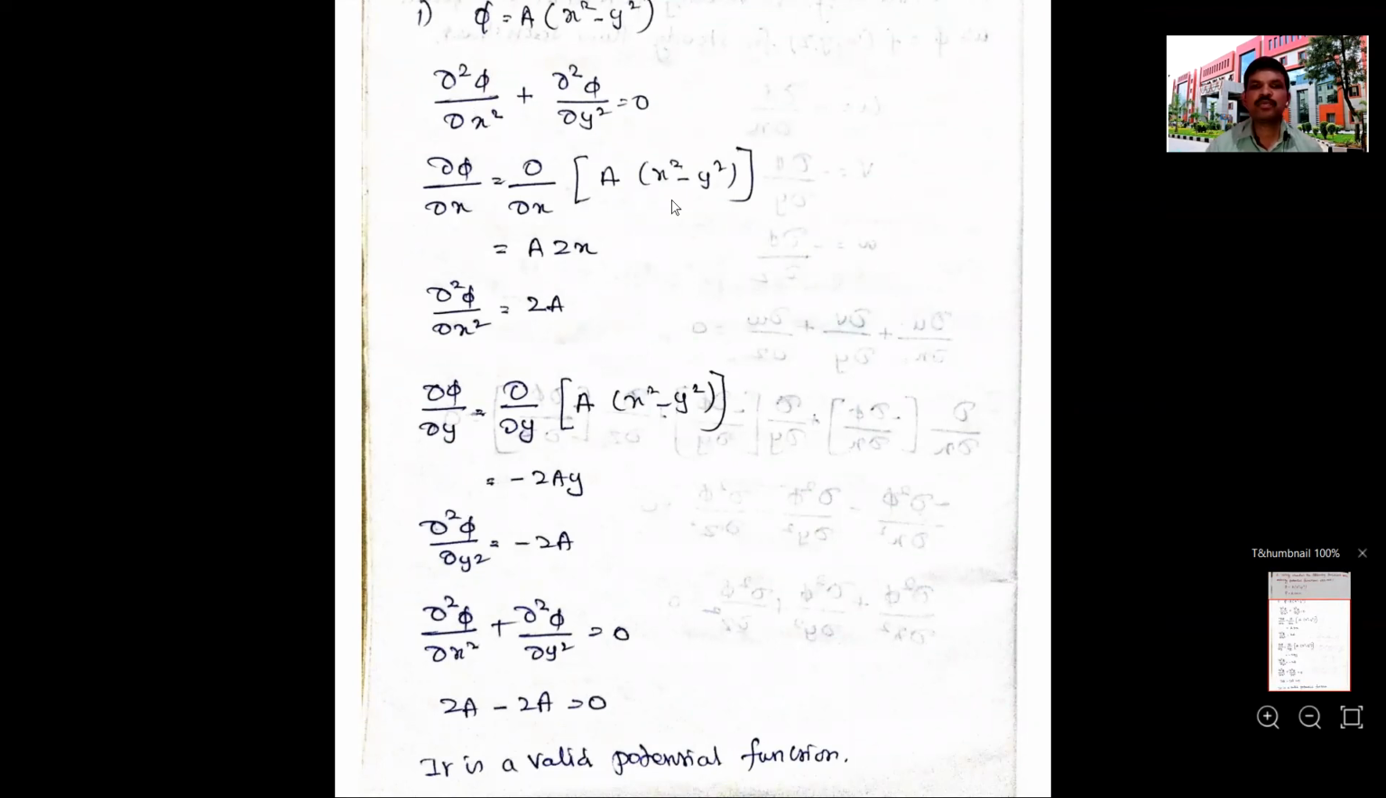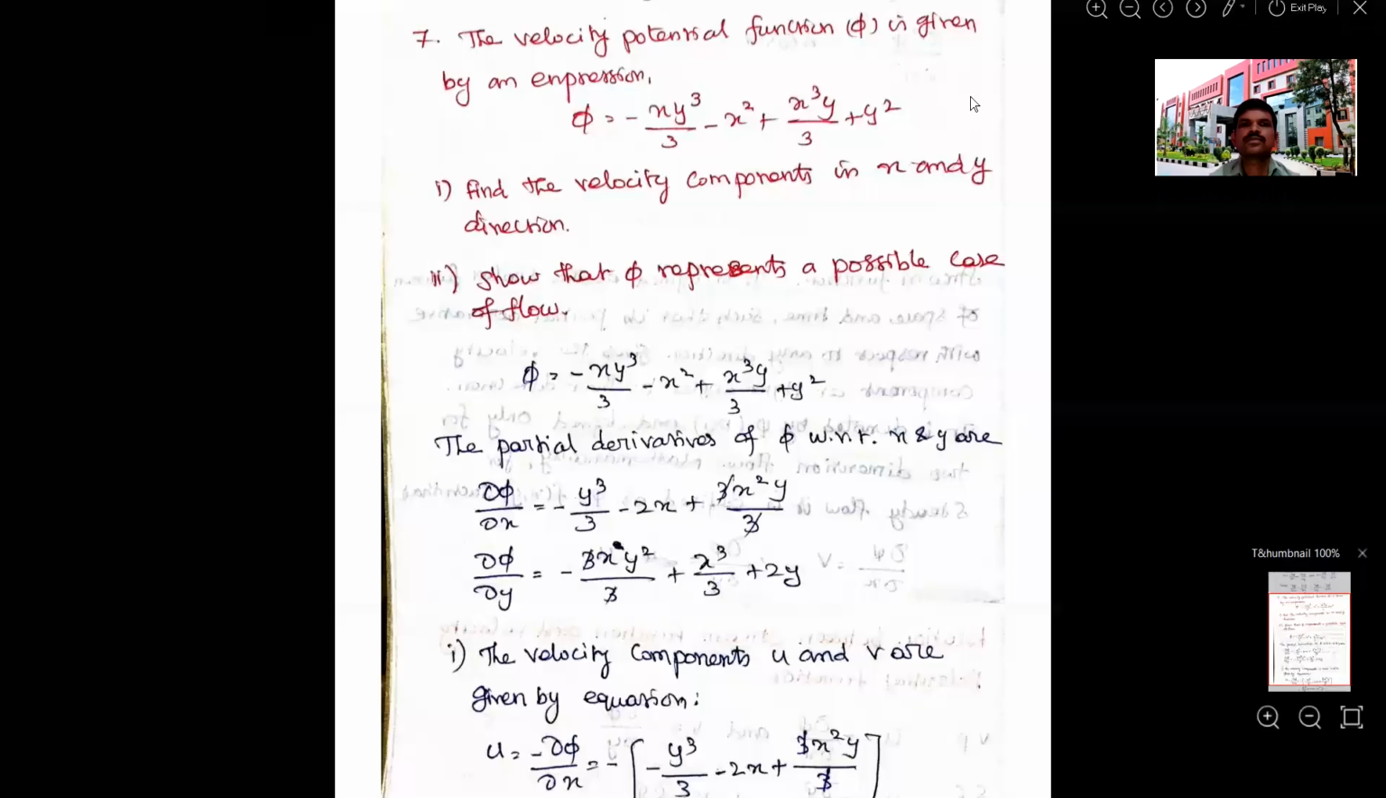Do the partial derivative and sum up. If you get 0, it is a valid potential function. If you do not get 0, it is not a valid potential function. Okay, students, next problem.